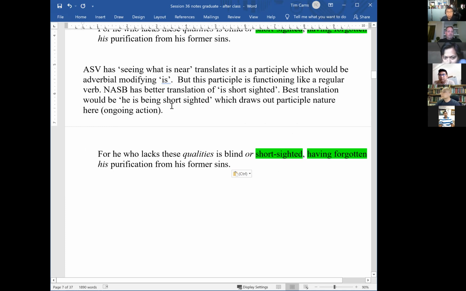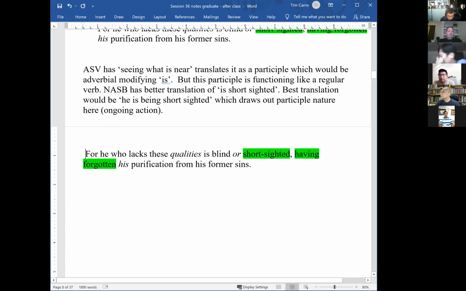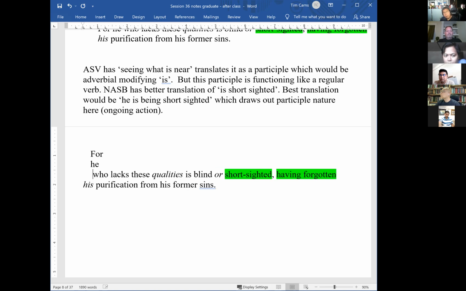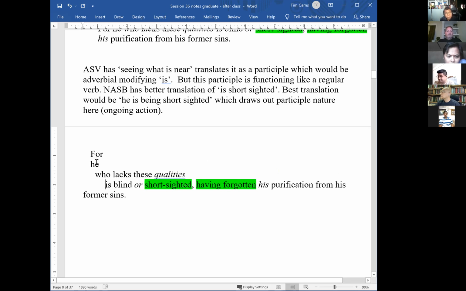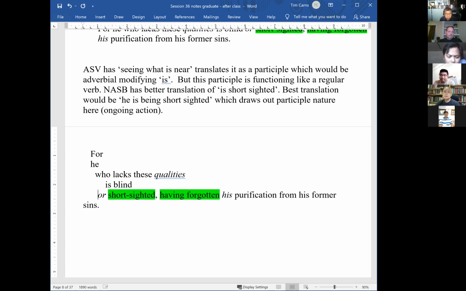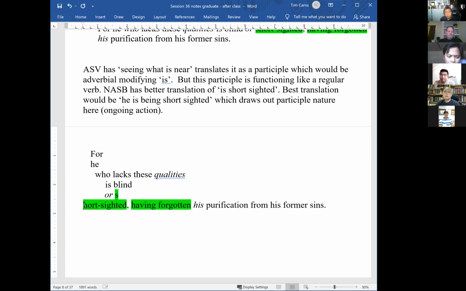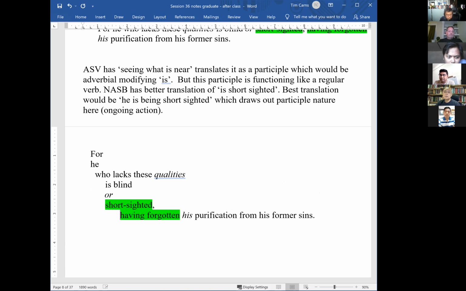Okay, so for he, now we have who, that modifies he who lacks these qualities is blind. So my subject is he, is my verb, blind is my predicate adjective, right? He is blind. Or short-sighted. Okay? How is he blind or short-sighted? So this will be modifying is. Oh, I should have done it this way.